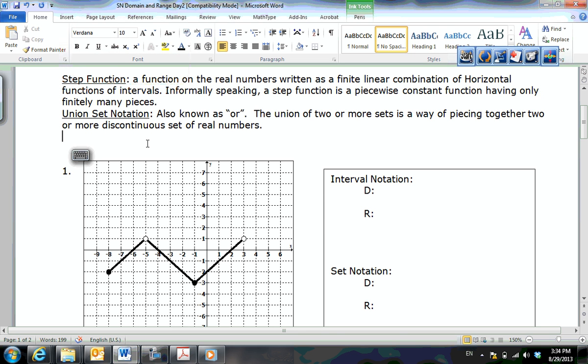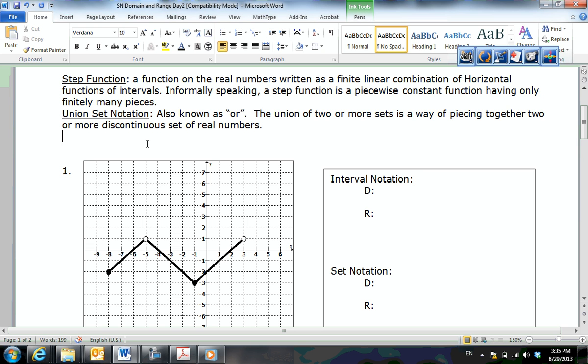Right, cool. So we got step function and union set notation. Okay, step function. If you look at number 4 on your notes, that's what a step function is. It looks like steps, right? You all see that? Yes. That's what a step function is.